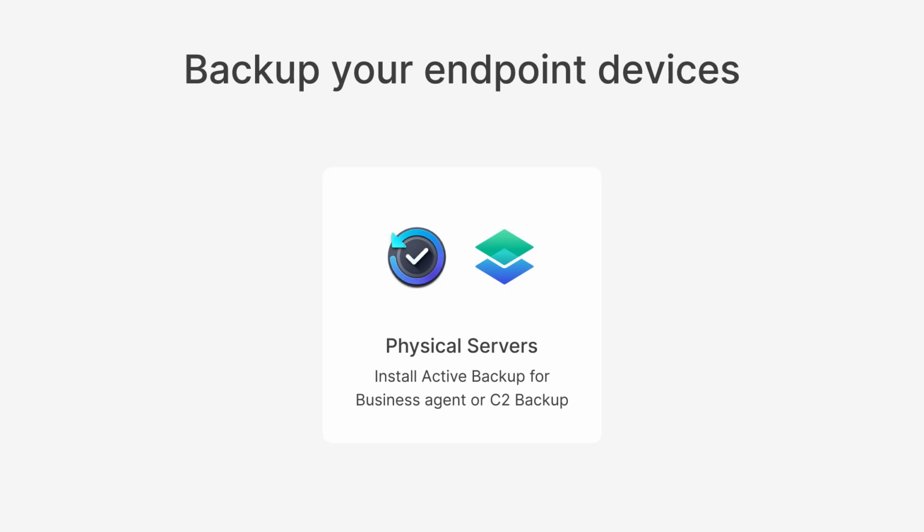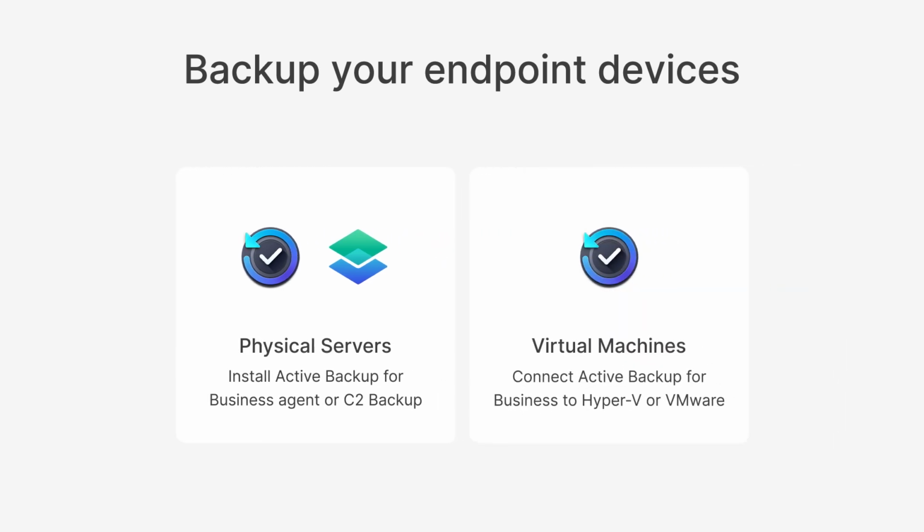Now, on the topic of backing up your endpoint devices, you're going to have multiple different combinations that you can utilize for backing up things like your physical servers, your virtual machines, and your workstations. In terms of your physical servers, you're going to be able to install your Active Backup agent or your C2 backup agent directly on those operating systems, and those agents will actually control those backups for that system.